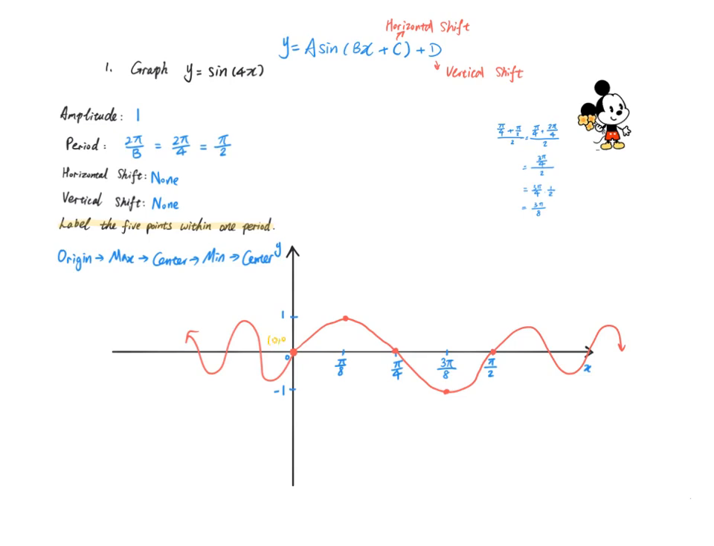The first point is 0, 0. Second point is pi over 8 and 1. Pi over 4 and 0. 3 pi over 8 and negative 1. The last point is pi over 2 and 0. That's how we complete graphing y equals sine 4x.